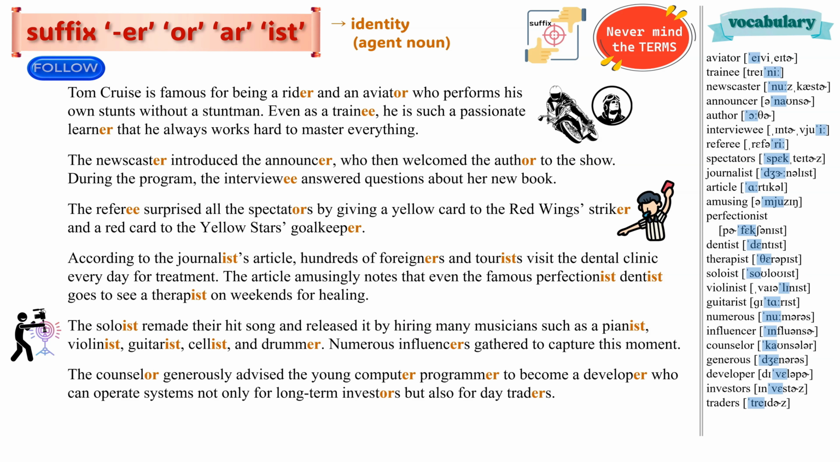According to the journalist's article, hundreds of foreigners and tourists visit the dental clinic every day for treatment. The article amusingly notes that even the famous perfectionist dentist goes to see a therapist on weekends for healing. The soloists remade their hit song and released it by hiring many musicians such as a pianist, violinist, guitarist, cellist, and drummer. Numerous influencers gathered to capture this moment. The counselor generously advised the young computer programmer to become a developer who can operate systems not only for long-term investors but also for day traders.